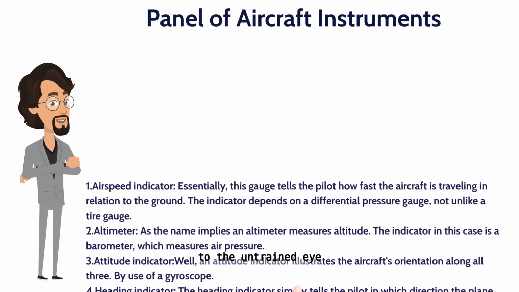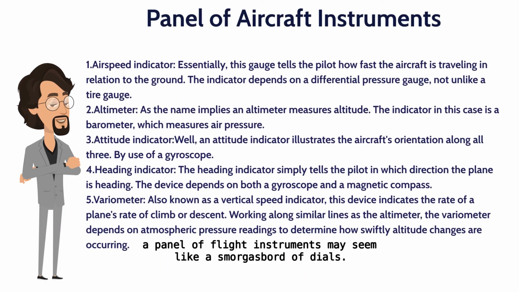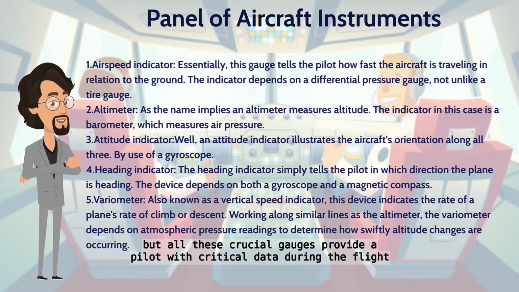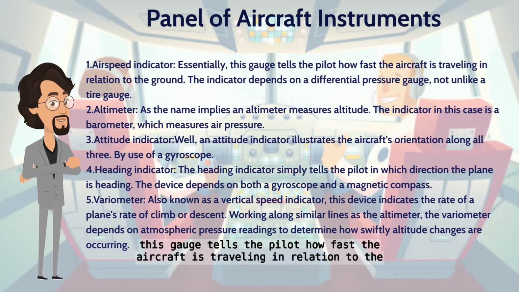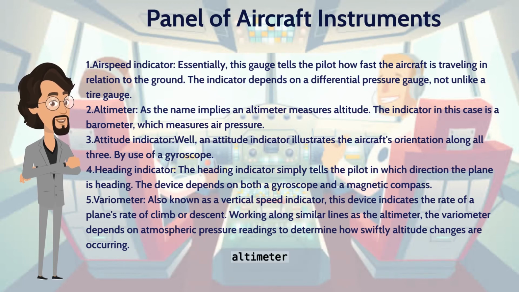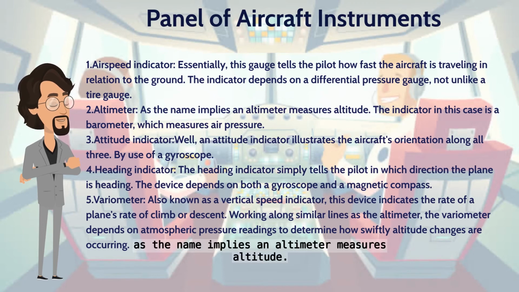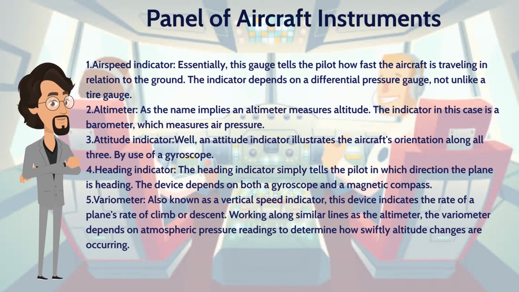To the untrained eye, a panel of flight instruments may seem like a smorgasbord of dials. But all these crucial gauges provide a pilot with critical data during the flight. The five most basic flight instruments are: airspeed indicator. This gauge tells the pilot how fast the aircraft is traveling in relation to the ground. Altimeter. As the name implies, an altimeter measures altitude.